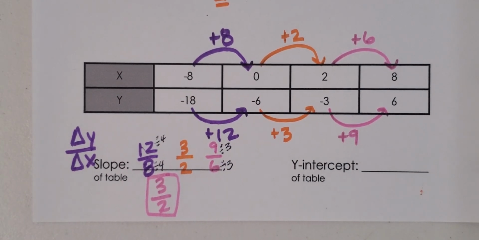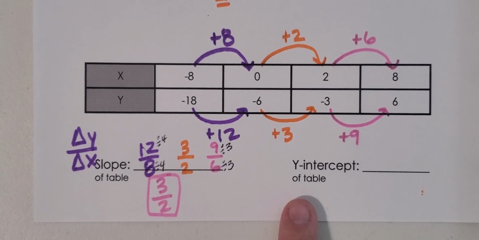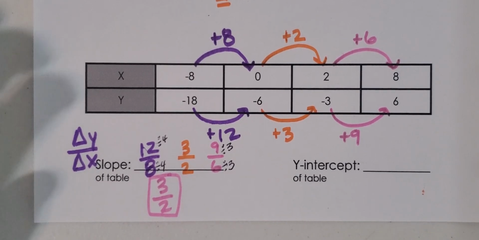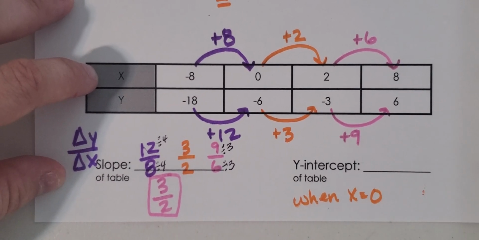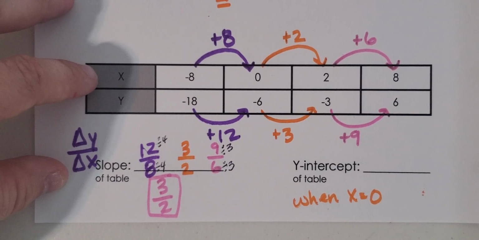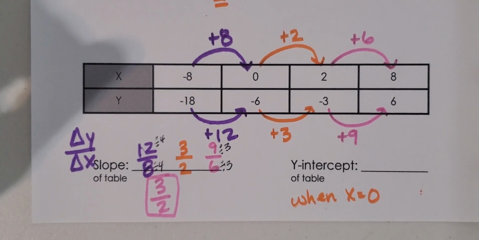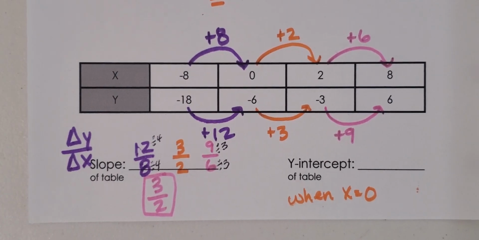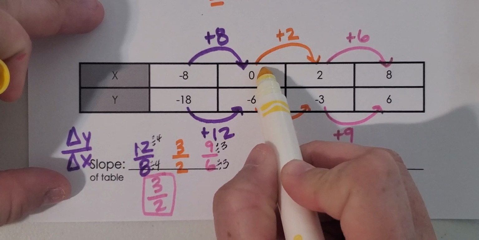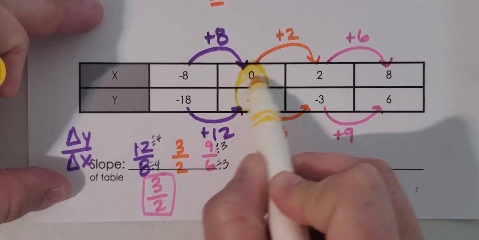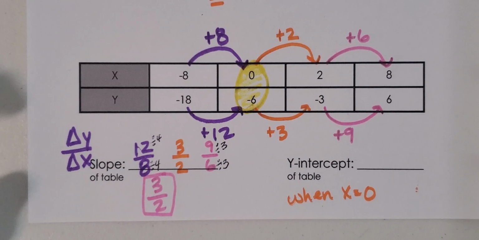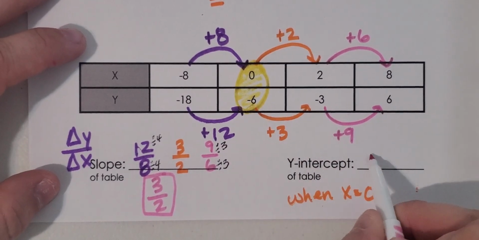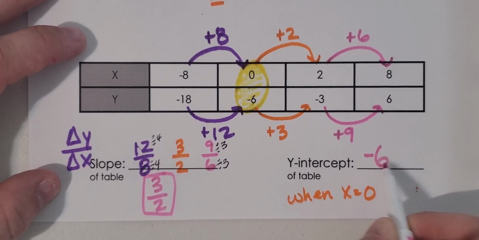And then my last step: the y-intercept of a table is always when my x equals 0. So on my y-axis, the coordinate point would be (0, something). So I'm looking for my coordinate point. If I graphed it, this point would be where my y-intercept would land. And again, I just want that y value, so I know my y-intercept is at -6.